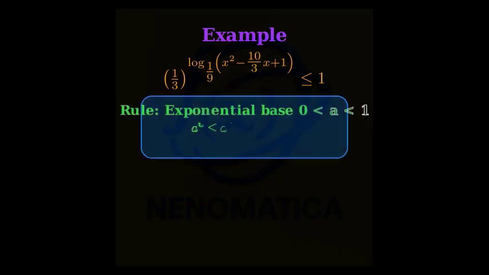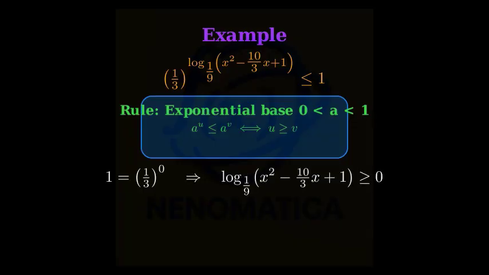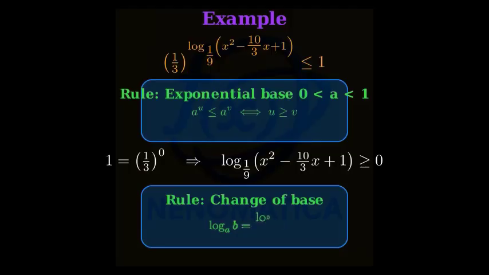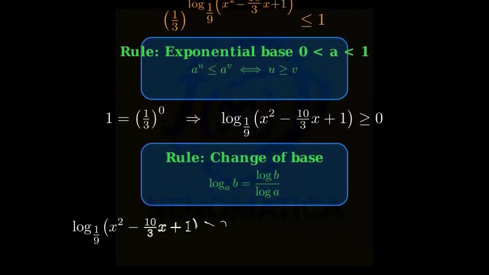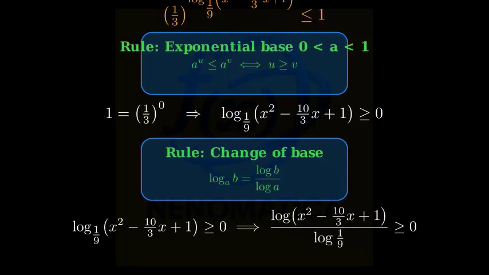We rewrite 1 as 1/3 to the 0. Therefore, log base 1/9 of the quadratic expression is greater than or equal to 0. Step 2. Apply the change of base formula. Log base a of b equals common log of b divided by common log of a. So we obtain a quotient with denominator log of 1/9.